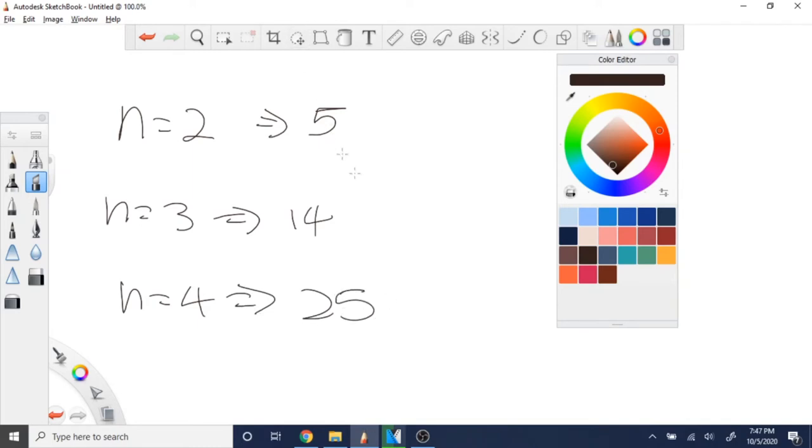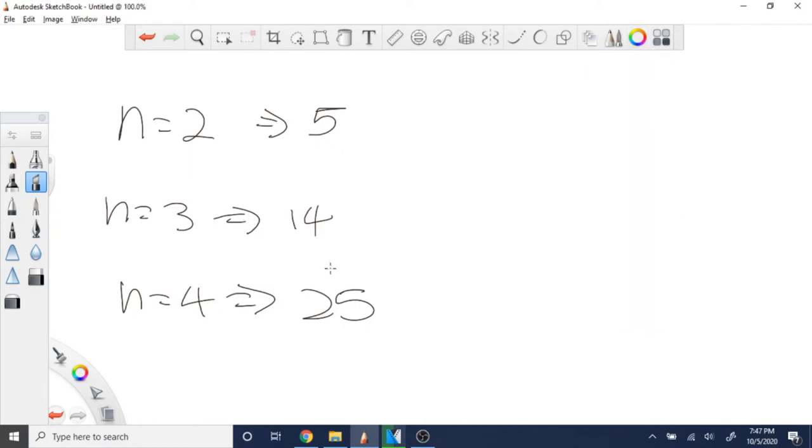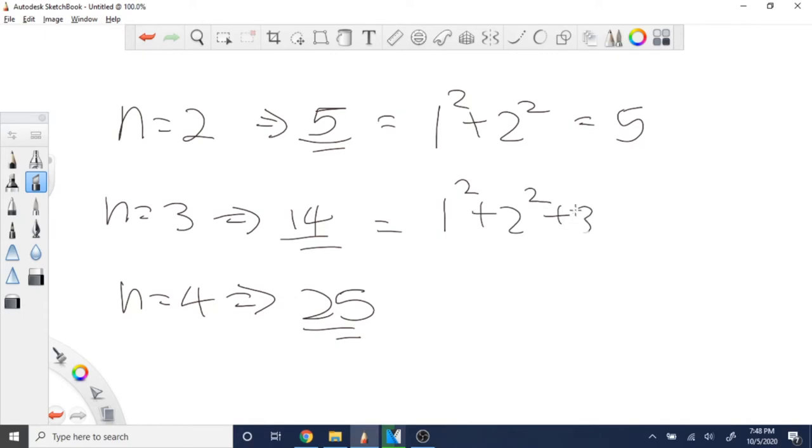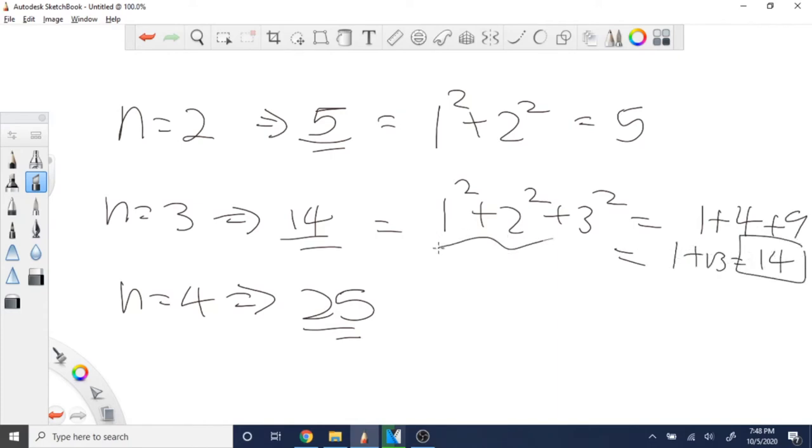Yeah. So now let's try to figure out a pattern of how this happened. If you were to try to mathematically do it continually, you realize that this is actually just the sum of every single square from 1 to n. So 5 is equal to 1 square plus 2 square, right? Which gives us 5. 14 is equal to 1 square plus 2 square plus 3 square, right? This would give us 1 plus 4 plus 9, which is 1 plus 13, which gives us 14, right? So that's what this gives us.